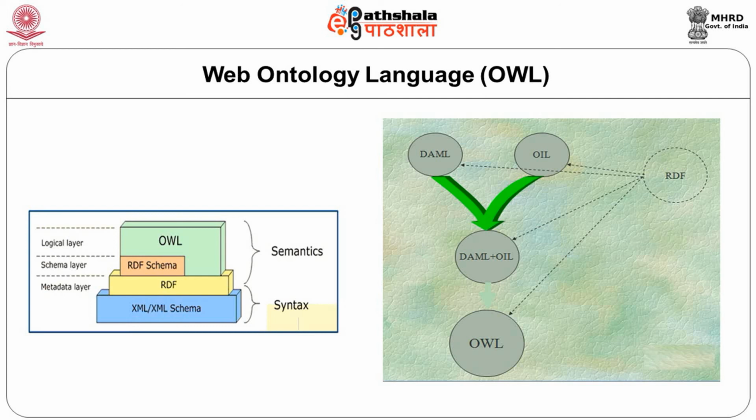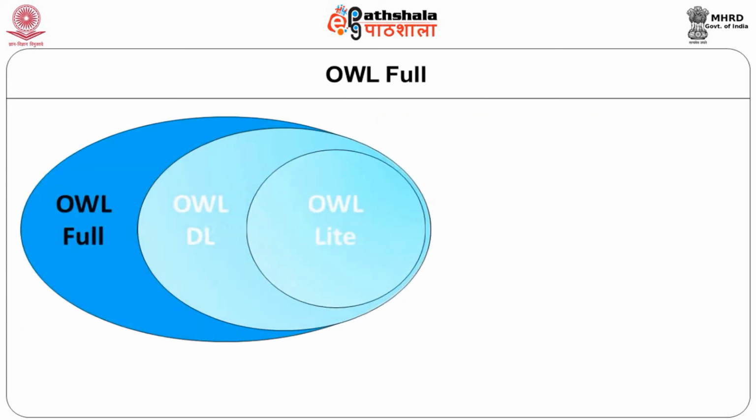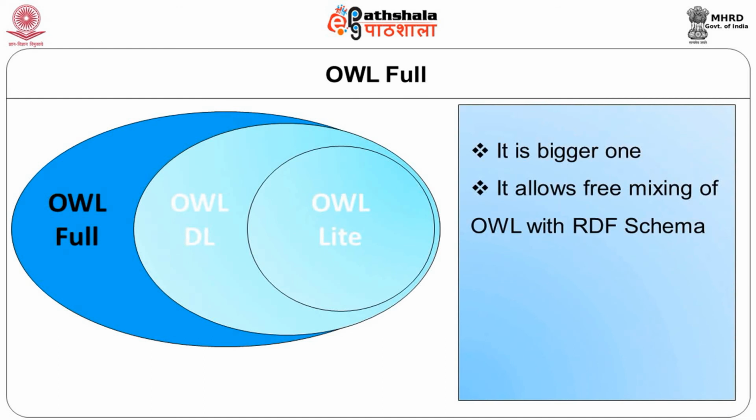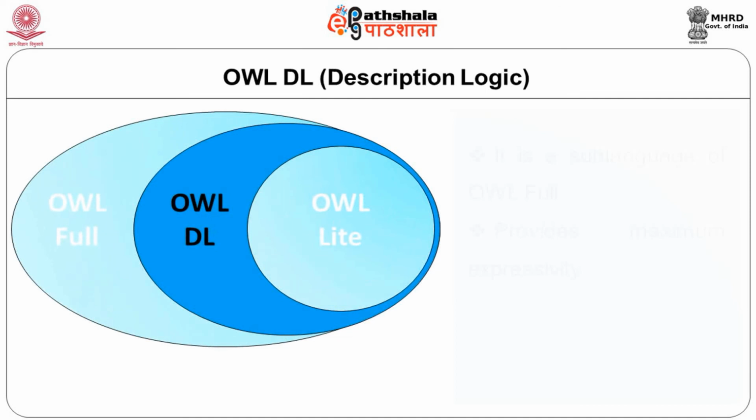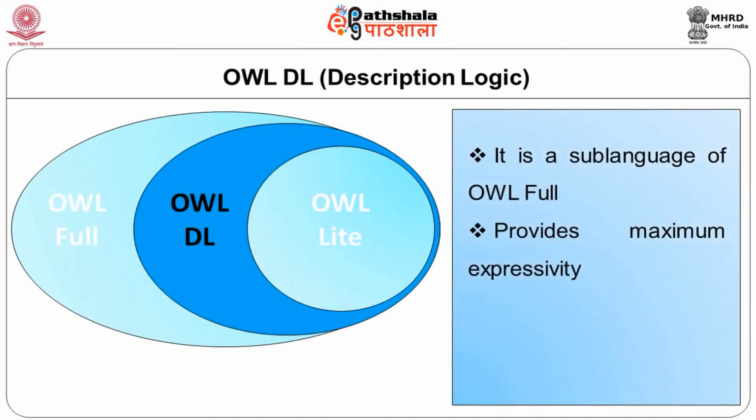Now the OWL language has three families, or three species: OWL Full, OWL DL and OWL Lite. OWL Full is the bigger one, and it uses all the OWL language primitives. That means it is a very big set. It allows free mixing of OWL with RDF Schema, and it is fully upward compatible with RDFS, both syntactically and semantically. OWL DL is OWL Description Logic. This is a sub-language of OWL Full, so it is not as big as OWL Full, but it is a subset of it.